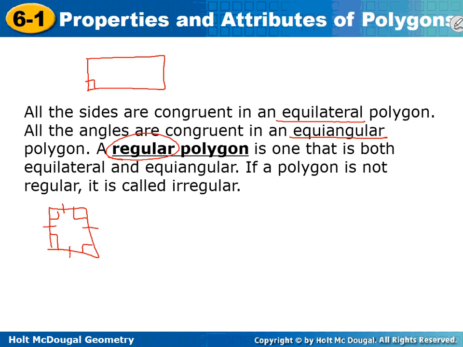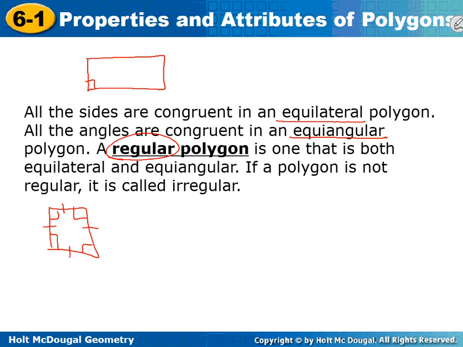Can you name a different polygon that we talked about last semester that is both equilateral and equiangular, but not a square? Triangle. And if you remember, we talked about the triangle and we said the triangle, if it is equilateral, it is always what?